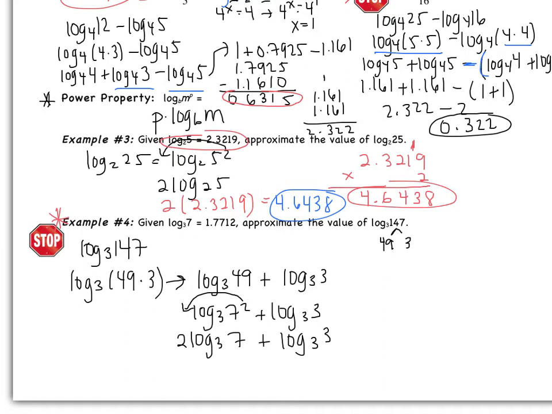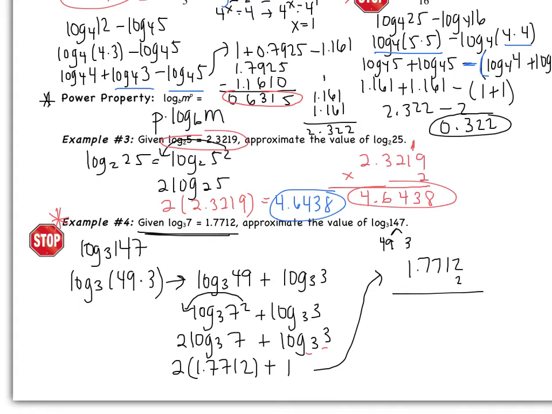Now, log base 3 of 7, we already know from the problem, so this becomes 2 multiplied by 1.7712, add. Now, remember I told you, anytime the base is the same as the argument, the answer is 1. So log base 3 of 3 is just 1. Okay, so I have 1.7712 that I need to multiply by 2.